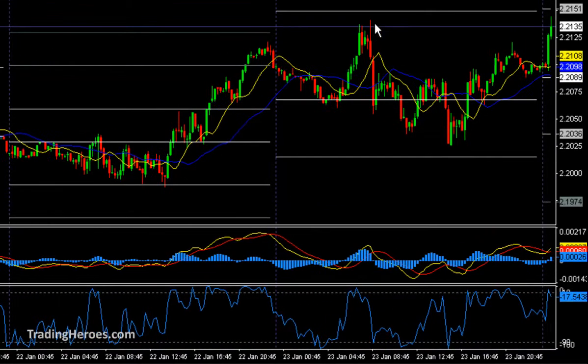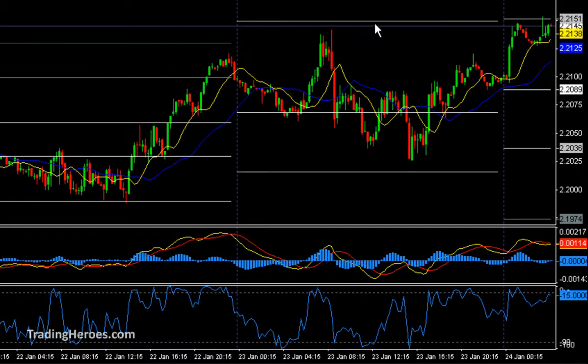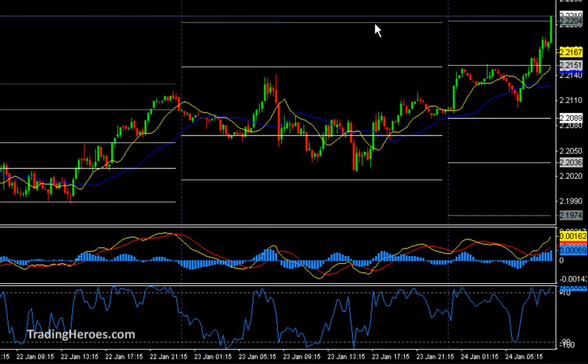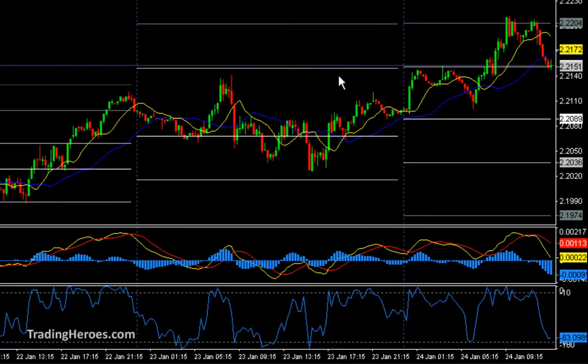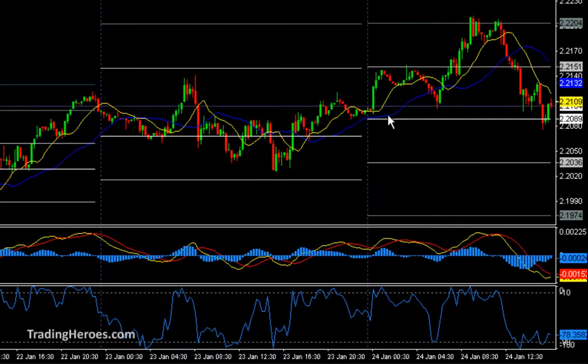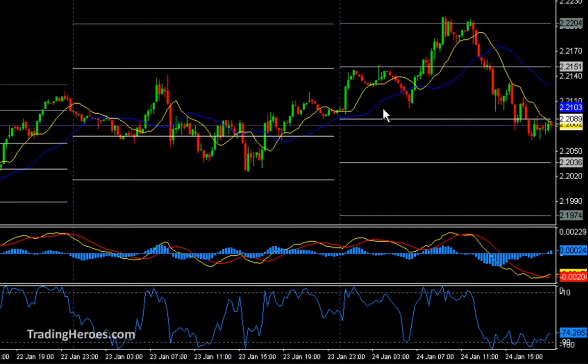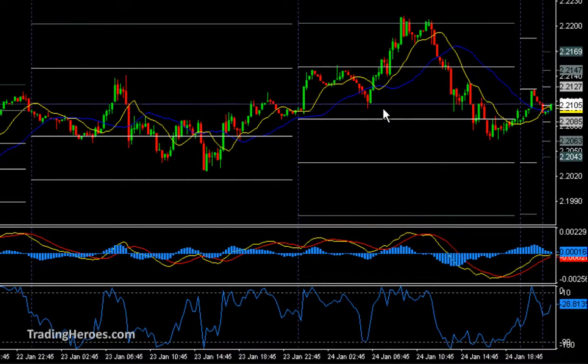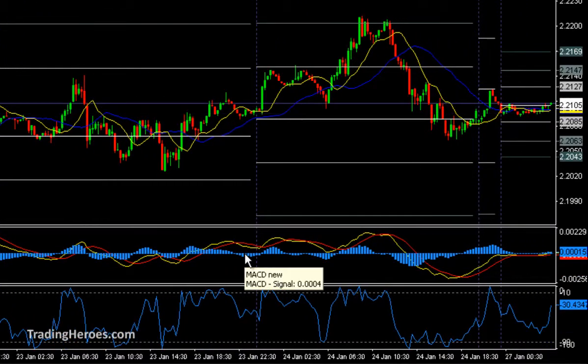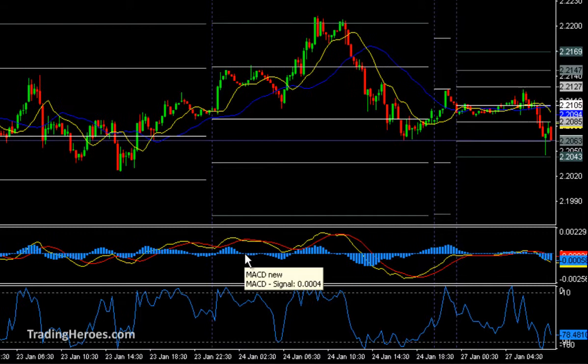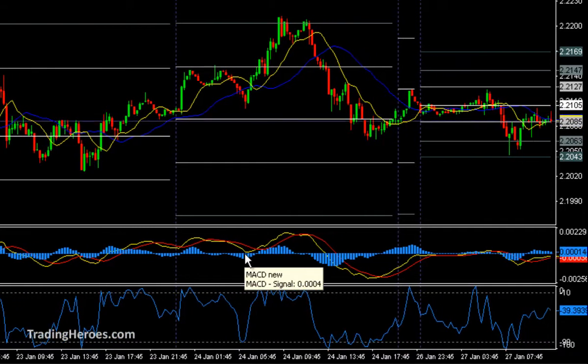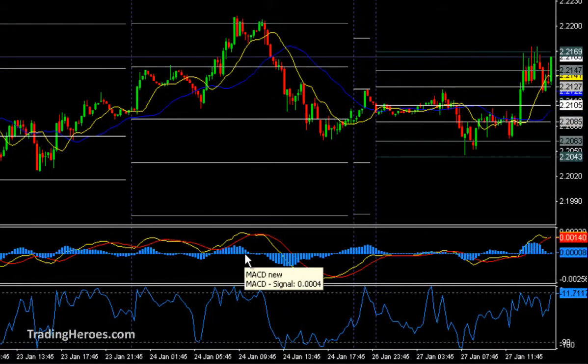This is my London trade that I've been working on for a while, and the horizontal lines on the screen are pivot points. The moving averages are the Alligator from Bill Williams. I've got the regular MACD 12, 26, 9, and a 21 period Williams Percent R.